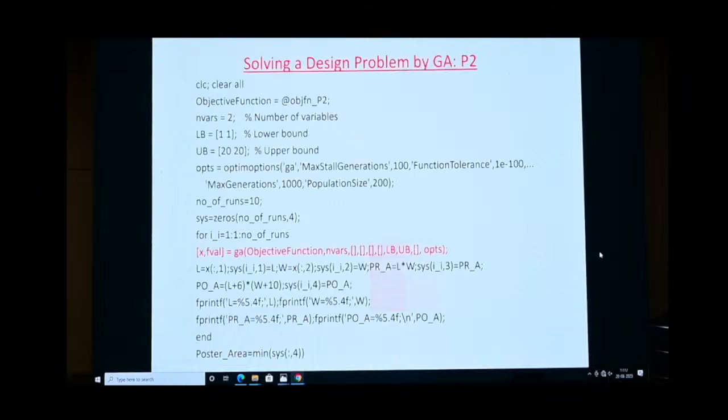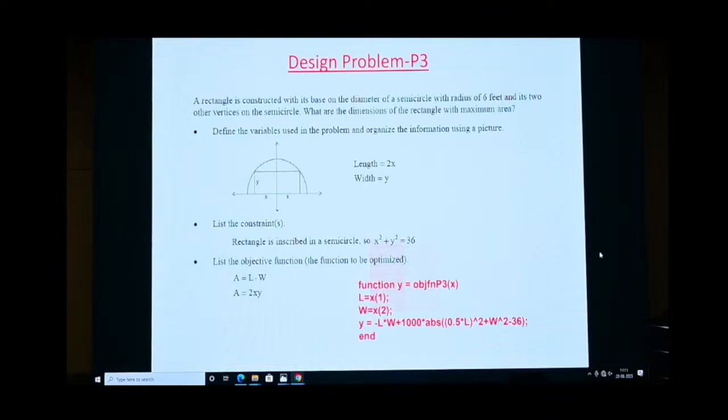Next, the same thing you do and you will plot the results. Next, similarly one more problem. Same problem. The main objective is writing the objective function. Probably here you will see what is the dimension of the rectangle with maximum area. So this is a maximization problem. That's why y is equal to minus of that one you put. So maximization means negative you have to put.